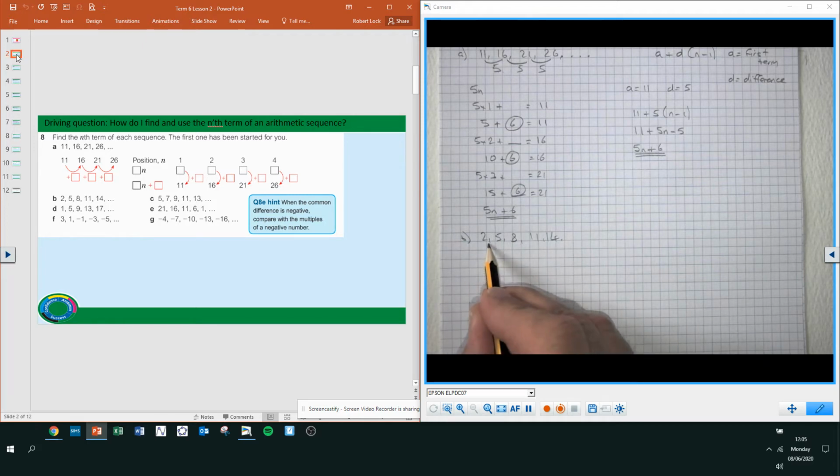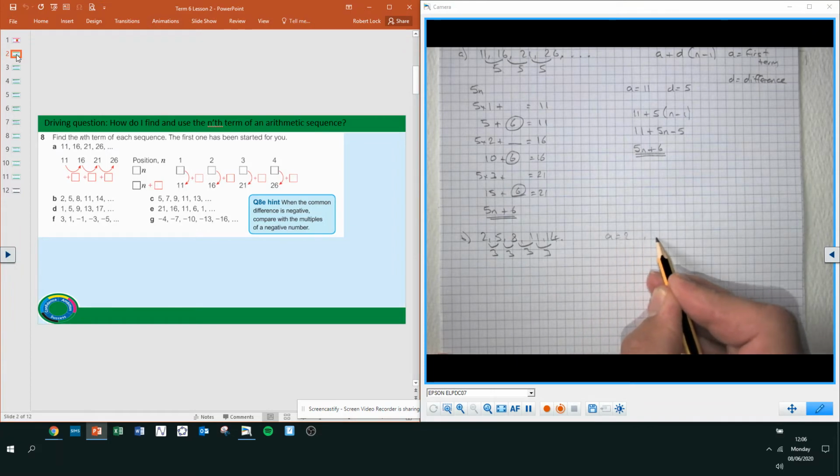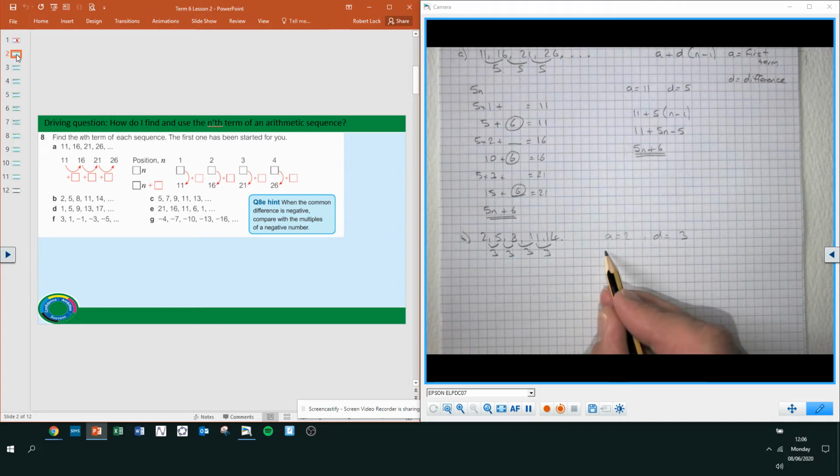Okay, so the difference is 3. A equals 2, D equals 3. So A, 2 plus 3 bracket n minus 1. So 2 plus 3 times n is 3n. 3 times minus 1 is minus 3. Simplifying through, 3n, 2 take away 3 is minus 1. Answer.